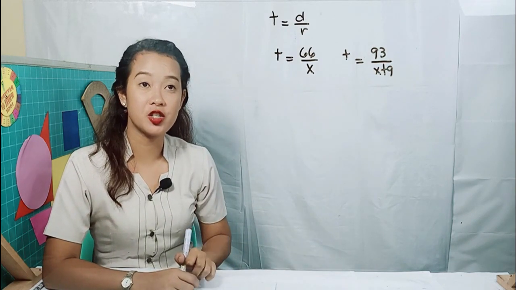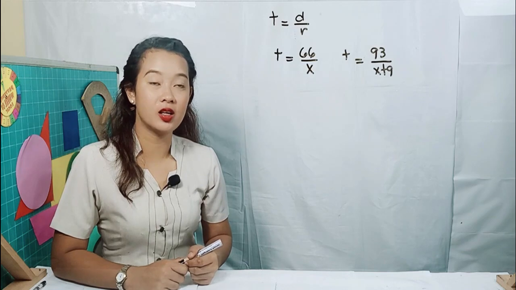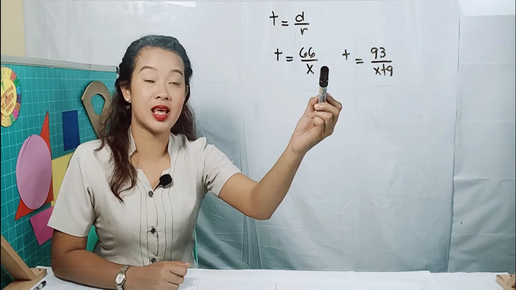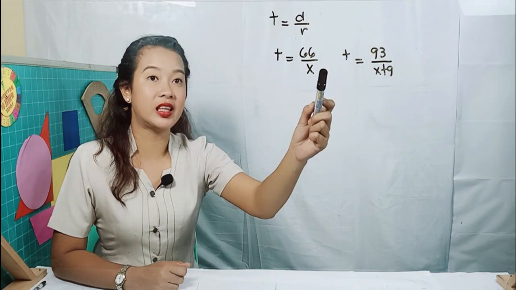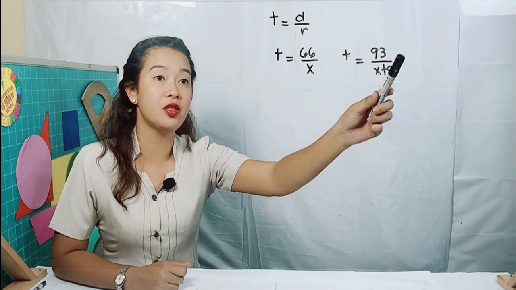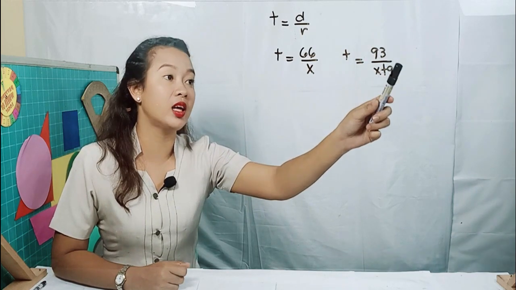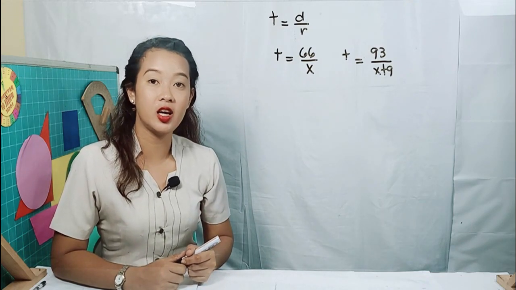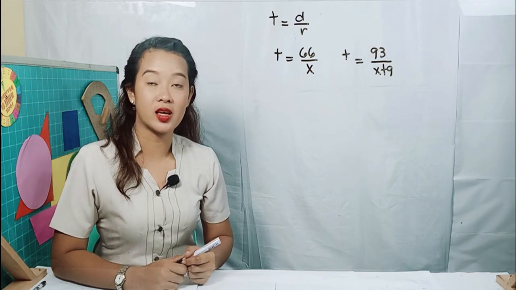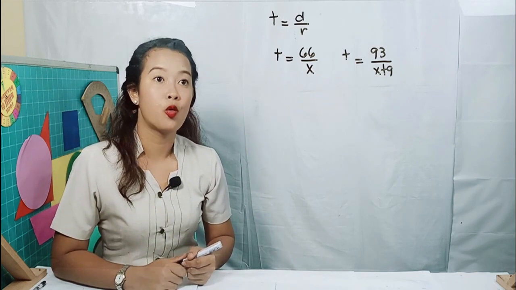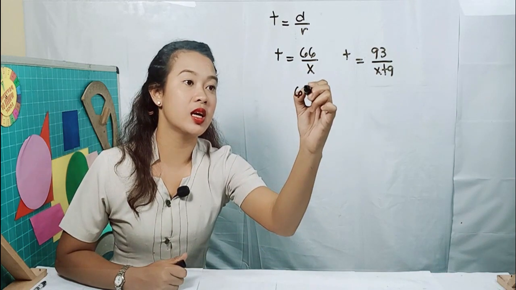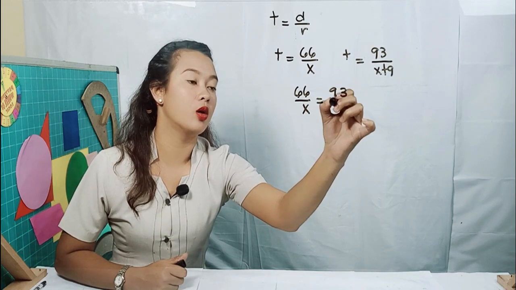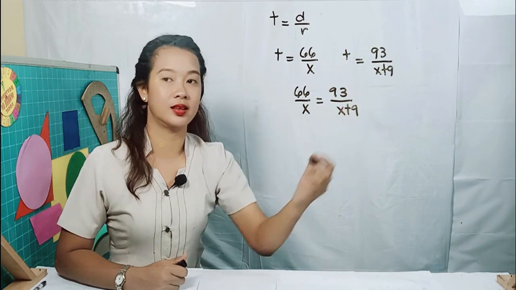are examples of a rational function because we are dividing a constant function y equals 66 by the linear function y equals x. And we are also dividing a constant function y equals 93 by the linear function y equals x plus 9. Since the time spent by both sprinters are equal, we can solve the value of x using a rational equation. We have the equation 66 over x equals 93 all over x plus 9.